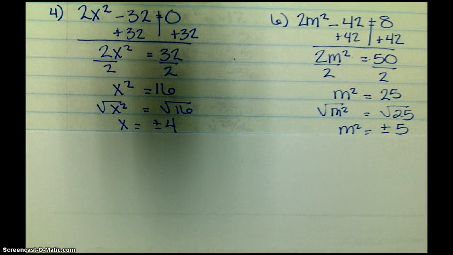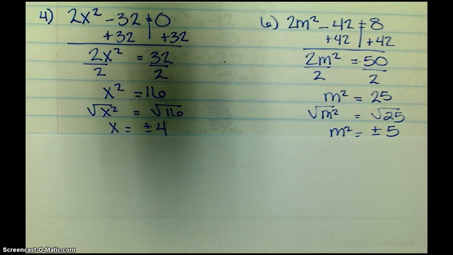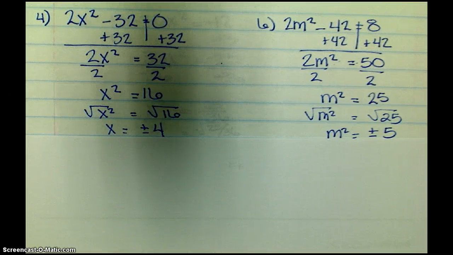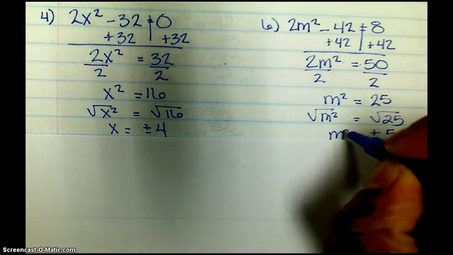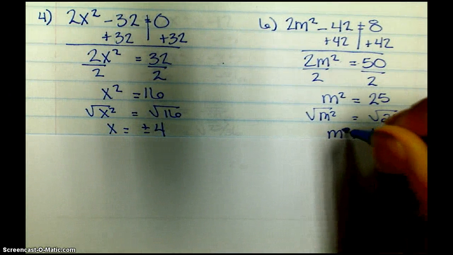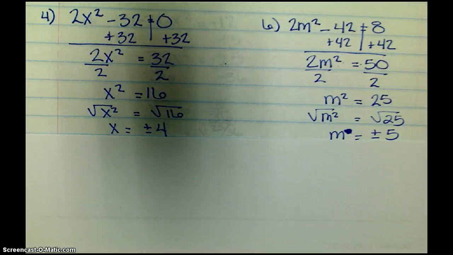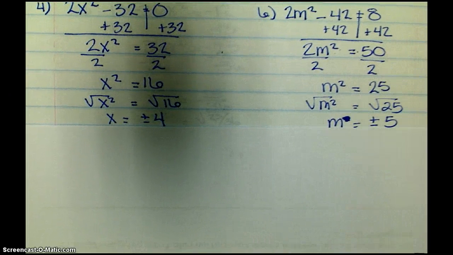Same with number 6. Same format, add 42 to both sides, divide both sides by 2, take the square root of both sides, and you're going to get, not m squared, because I already took the square root of m squared, so it should just be m equals plus or minus 5.